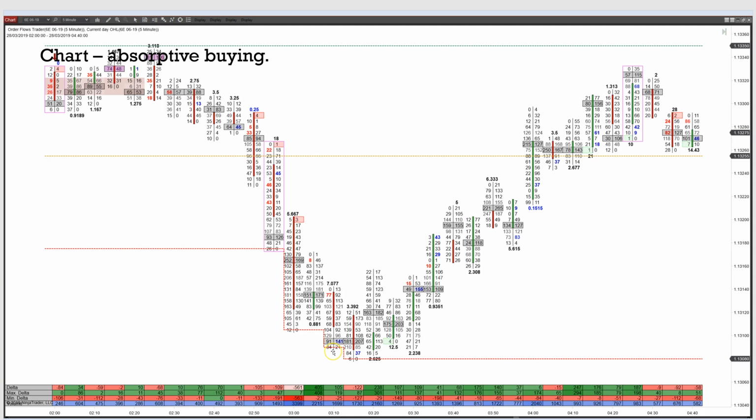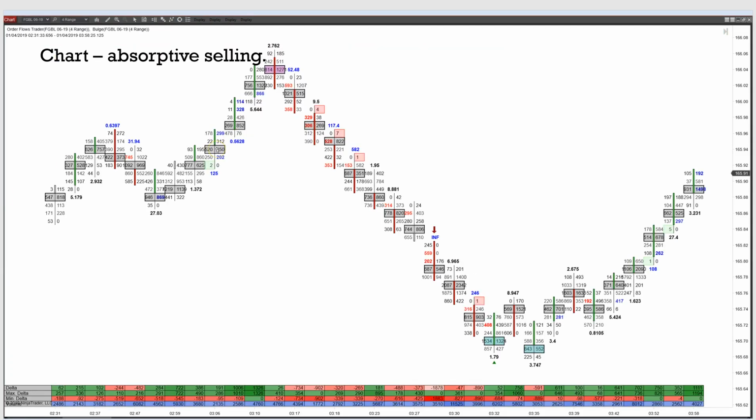Somebody came in and said, you know what? 113.08, 113.10, I'm a buyer. I'm bid. That's holding that market down. Again, you're seeing the bullish sign here in the point of control, and you're seeing the positive deltas as well. So look for that absorptive buying, absorptive selling. Like resistance selling, I guess, would be the better way to describe it.